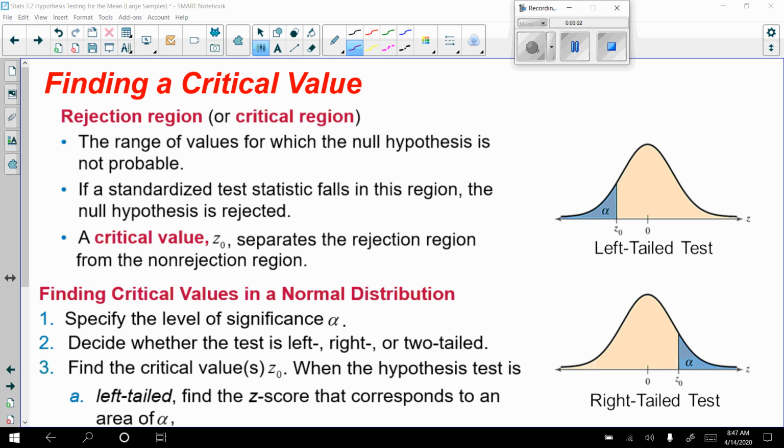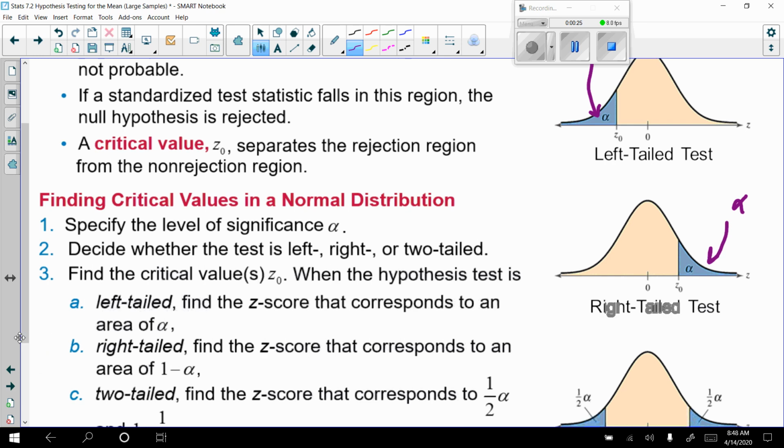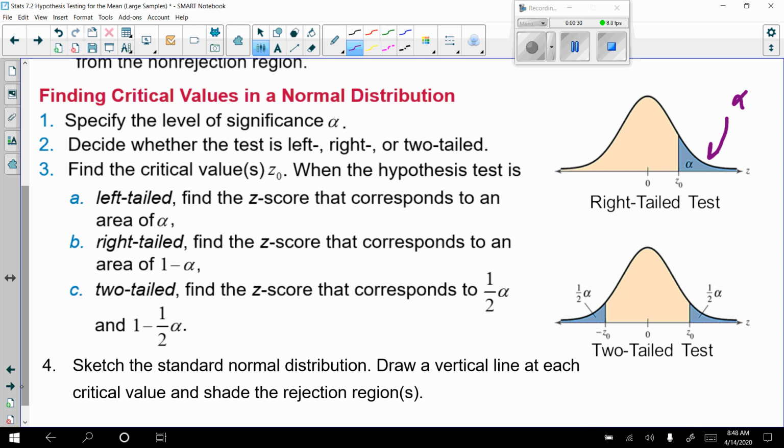What we're doing really when we find the p-value is we're comparing it to what we call the rejection region, or the critical region, based on our alpha level. So when we have a left-tailed test, if this region is alpha, or a right-tailed test and this region is alpha, we want to see if our z-score is within that region. Or if there is a two-tailed test, we want to see if our z-score is within half of alpha.